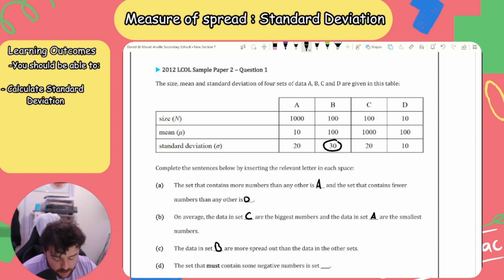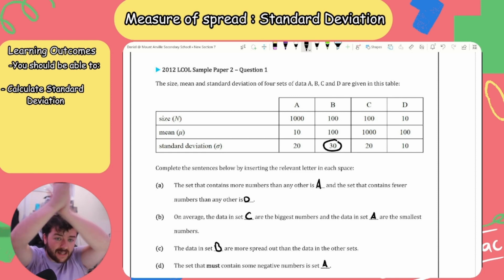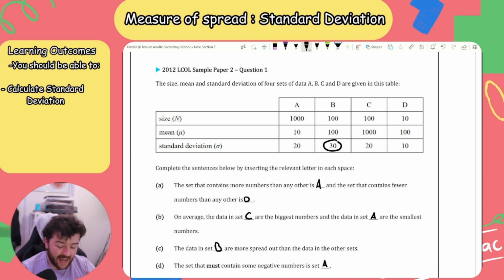The set that must contain some negative numbers has to be set A, right? Because if you think of it, there's 1,000 data points here and the mean is only 10. So obviously I'm going to have some really big numbers, and obviously I have some really big negative numbers. You add them all up together to find the mean. That's why we're getting a low value of 10.